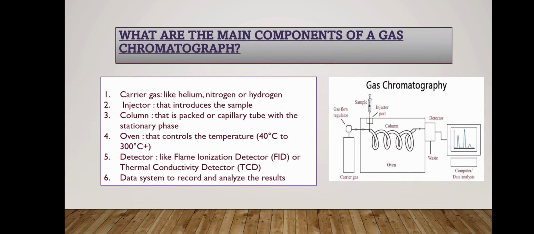What are the main components of a gas chromatography? First, carrier gas, like helium, nitrogen or hydrogen. Second, injector, that introduces the sample. Third, column, that is a packed or capillary tube with the stationary phase. Fourth, oven, that controls the temperature. Oven temperature range is between 40 degrees Celsius to 300 degrees Celsius plus. Fifth, detector, like flame ionization detector or thermal conductivity detector, TCD. Sixth, data system to record and analyze the result.